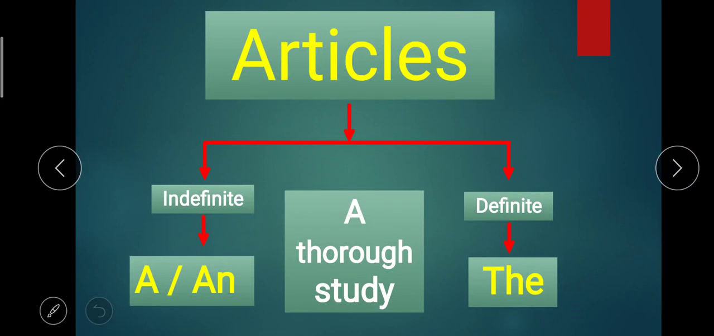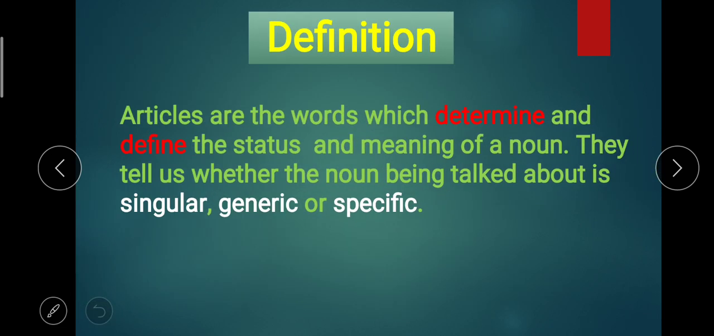Today we'll study articles. Articles are of two types, indefinite and definite. A and An are known as indefinite articles and The is known as the definite article. Now we'll see the definition.